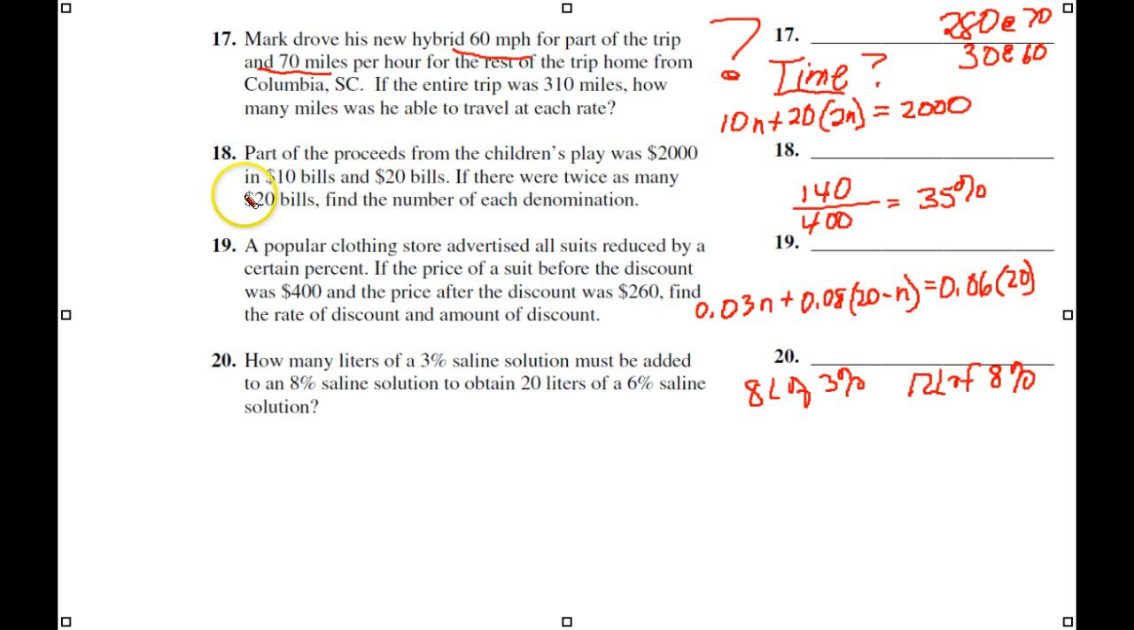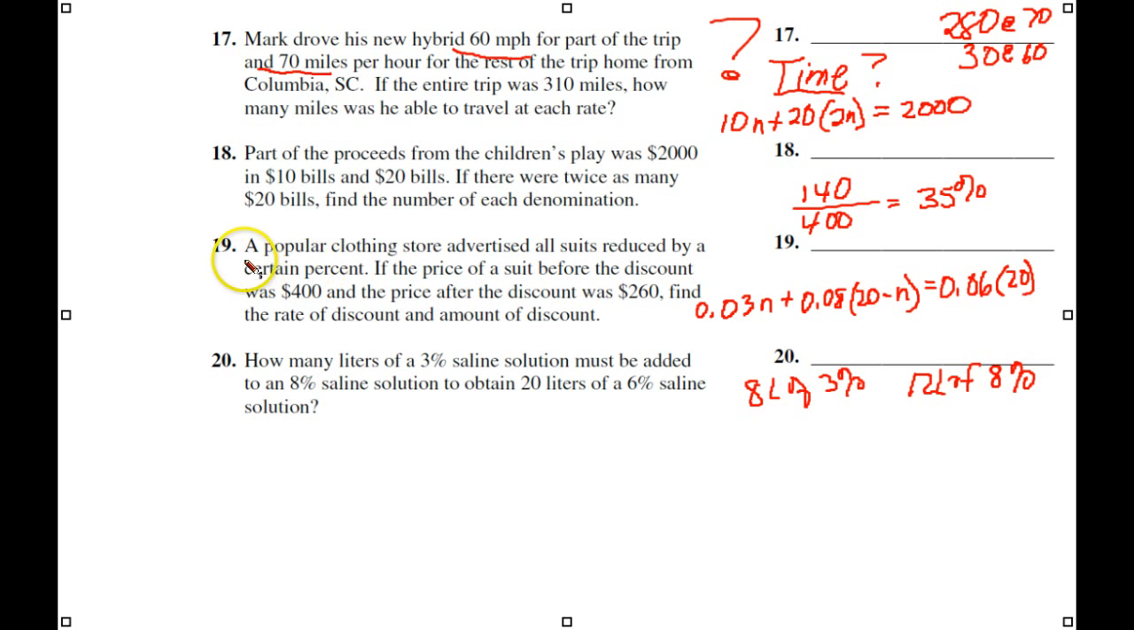Okay, number 18 I got pretty well. It's similar to one we did already. We have twice as many 20s as 10s. So N will be our 10s, and they're worth $10 each. And 2 N's will be our number of 20s, and that will be $20 each. And you solve that, you'll get the number of 10s, and then you subtract that, and you will find out how many of each kind you had.